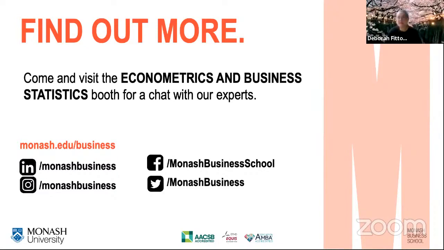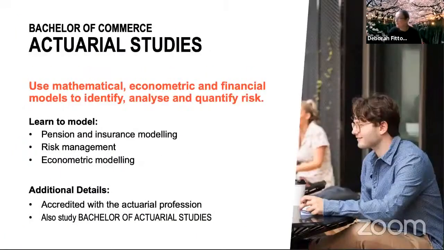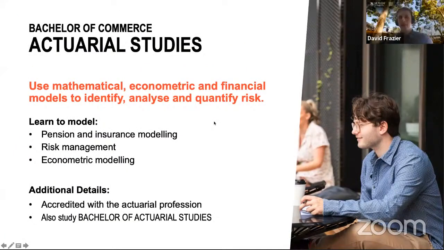So the first one is, what's the difference between the Bachelor of Commerce with a major in actuarial and a Bachelor of Actuarial Science? And how does that help in terms of future employment and registration with the Institute of Actuaries?